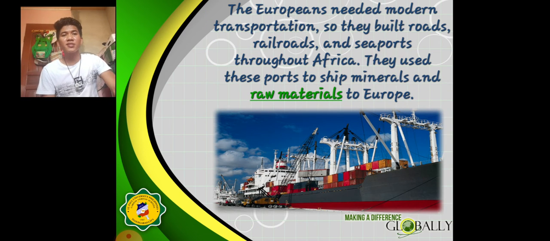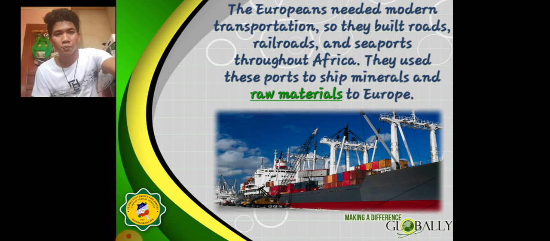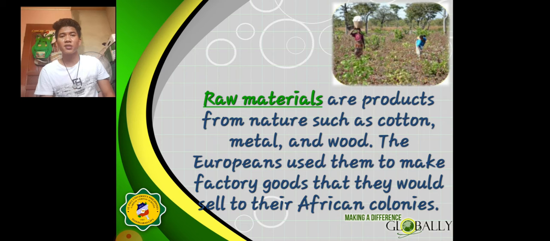So the Europeans needed modern transportation. So they built roads, railroads, and seaports throughout Africa. They used these ports to ship minerals and raw materials to Europe. So what are some raw materials or products that we can find in Africa? From nature, such as cotton, metal, and wood, the Europeans used them to make factory goods that they would sell to their African colonies.